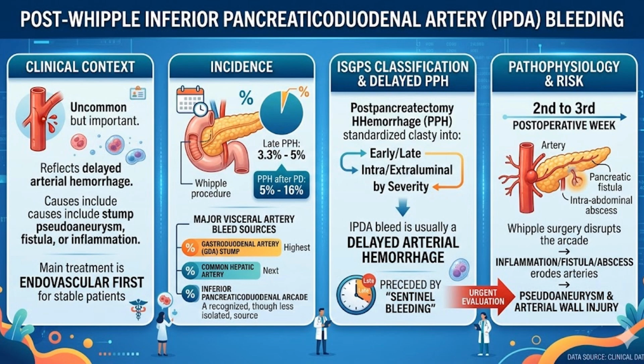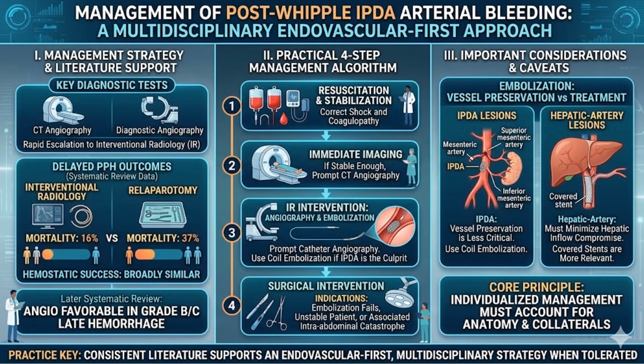This explains why delayed bleeding frequently occurs days to weeks after surgery, often around the 2nd to 3rd postoperative week, and why sentinel bleeding should trigger urgent evaluation. For suspected IPDA or other arterial bleeding after Whipple, CT angiography and diagnostic angiography are key tests. In a systematic review of delayed post-pancreatectomy hemorrhage, interventional radiology was associated with lower mortality than relaparotomy, 16% versus 37%.